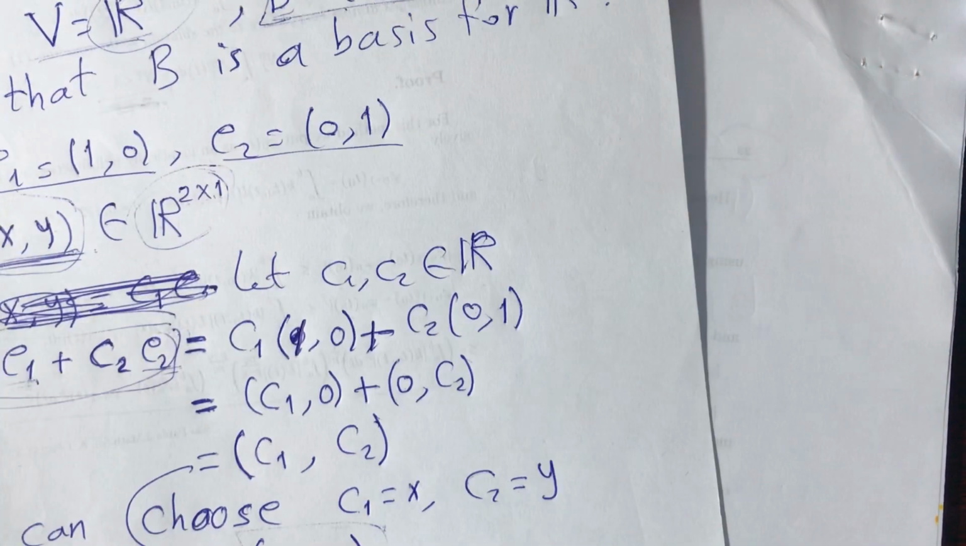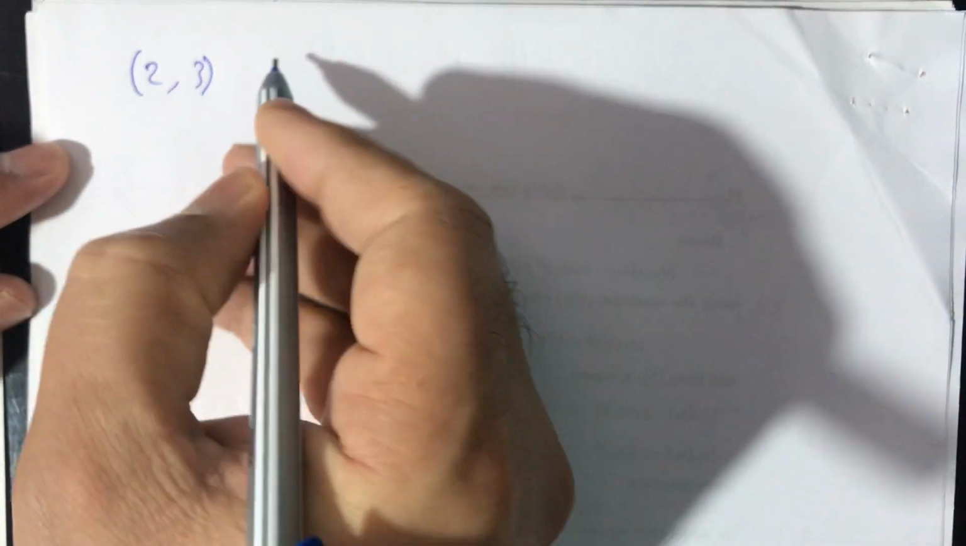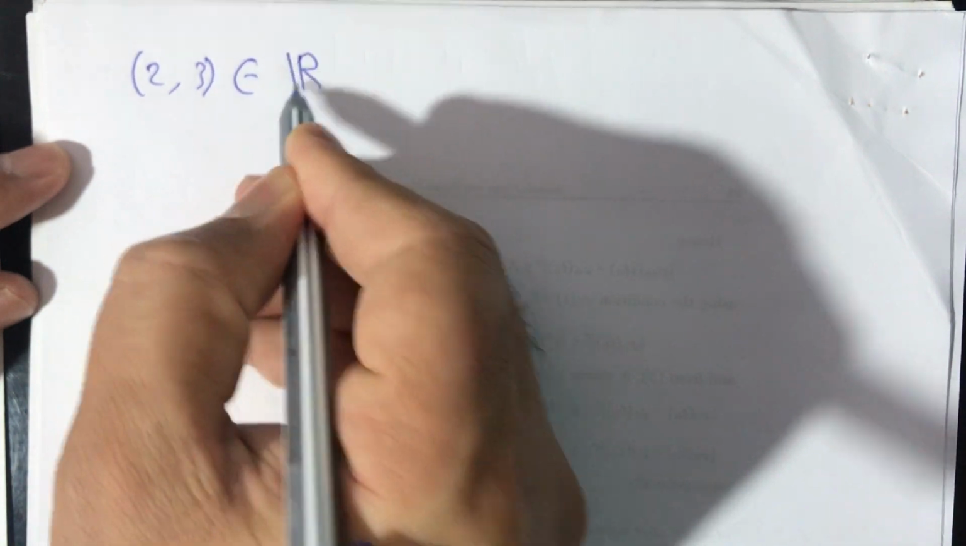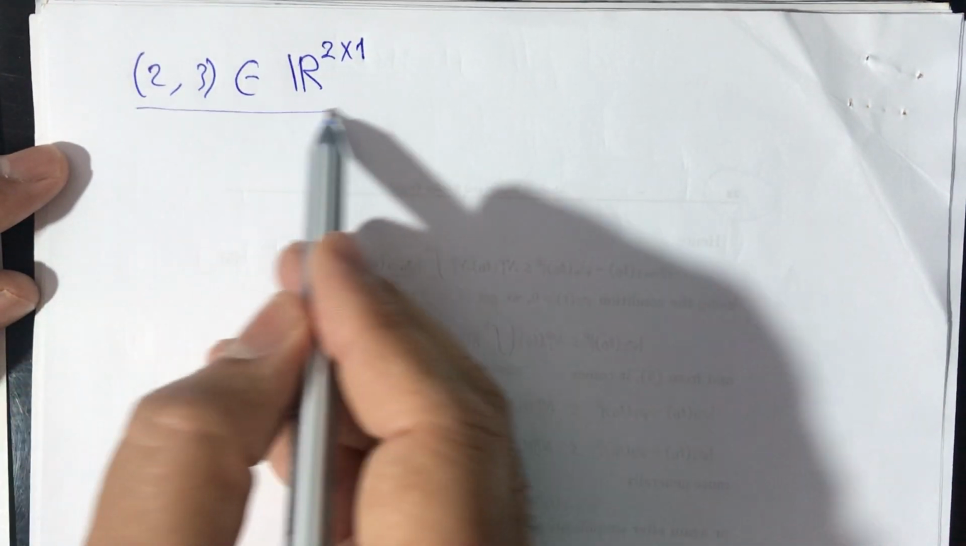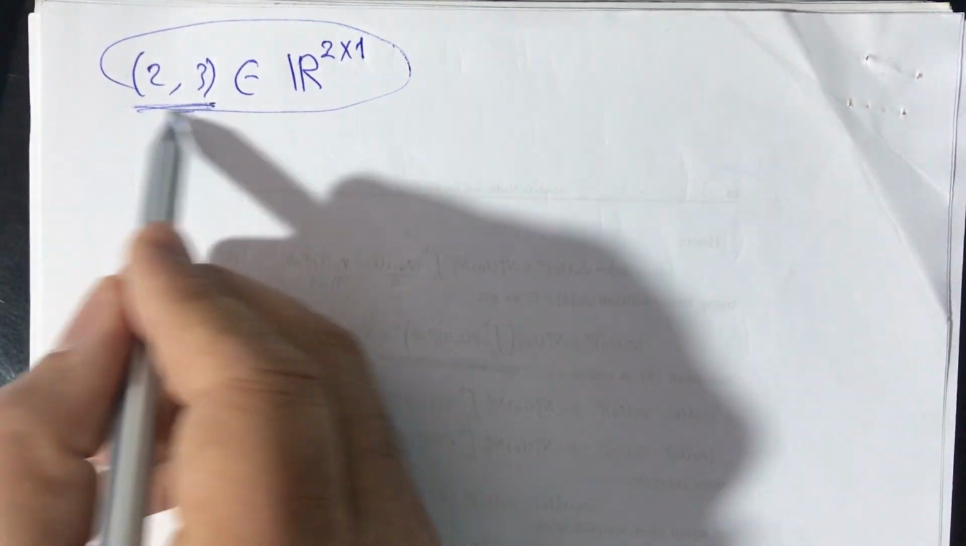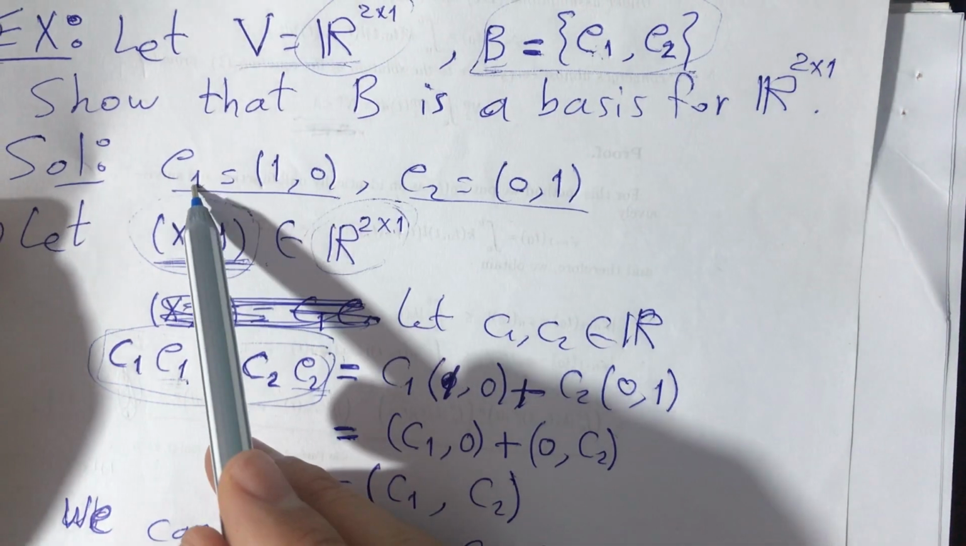Look, we can do it by example, and this will be clearer, I think, if we take some examples here in R2 times 1. Look here, (2, 3) belongs to R2 times 1, right? How will this be written as a linear combination of these two vectors, E1, E2?